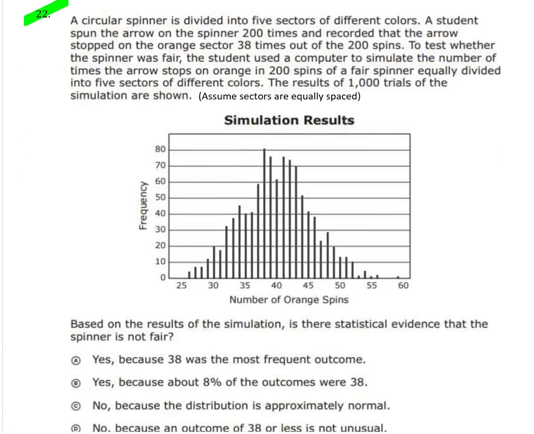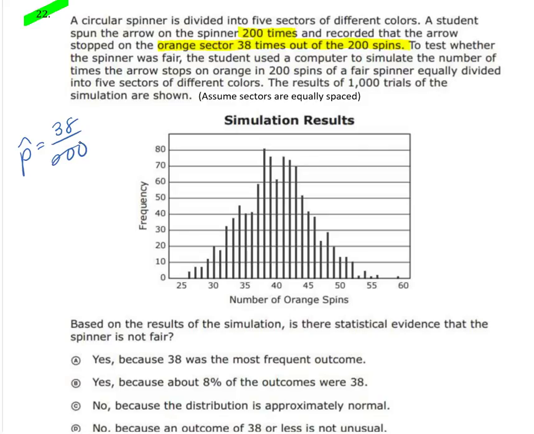A circular spinner is divided into 5 sectors of different colors. A student spun the arrow on the spinner 200 times and recorded that the arrow stopped in the orange sector 38 times out of 200 spins. So right there again, I'm thinking p-hat. 38 out of 200 spins were orange. Oh, I'm sorry. Yeah, 38. I think I said 28.